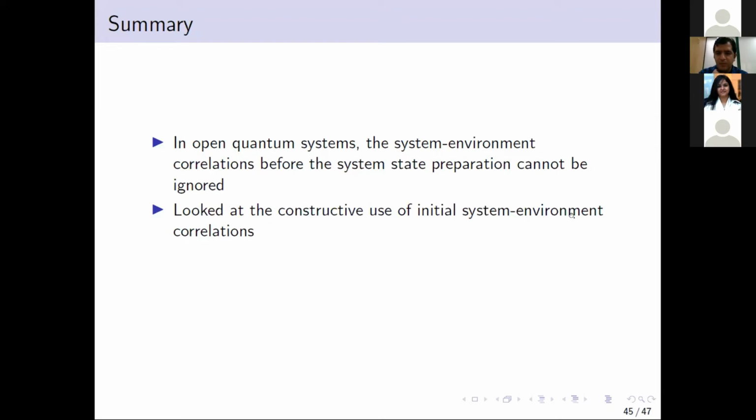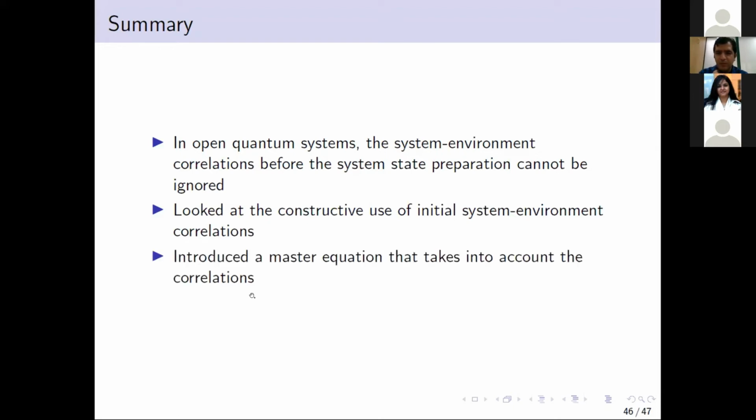We also looked at the constructive use of the initial system-environment correlations. For example, you can estimate the environment parameters better by using these correlations. I also talked about the master equation that takes into account the correlations.